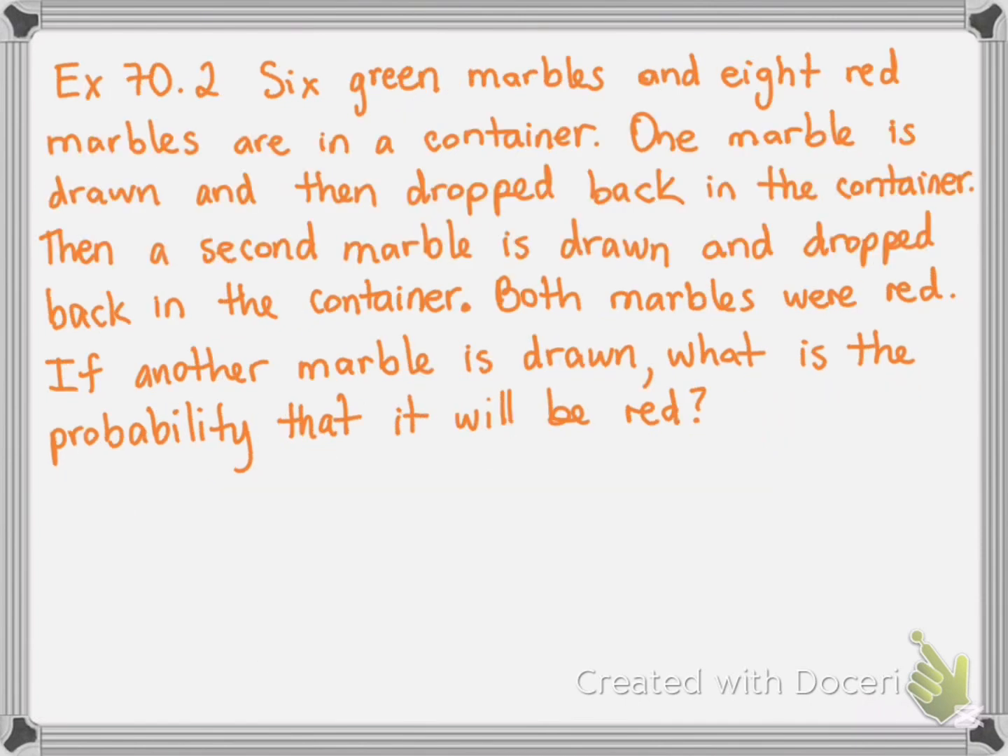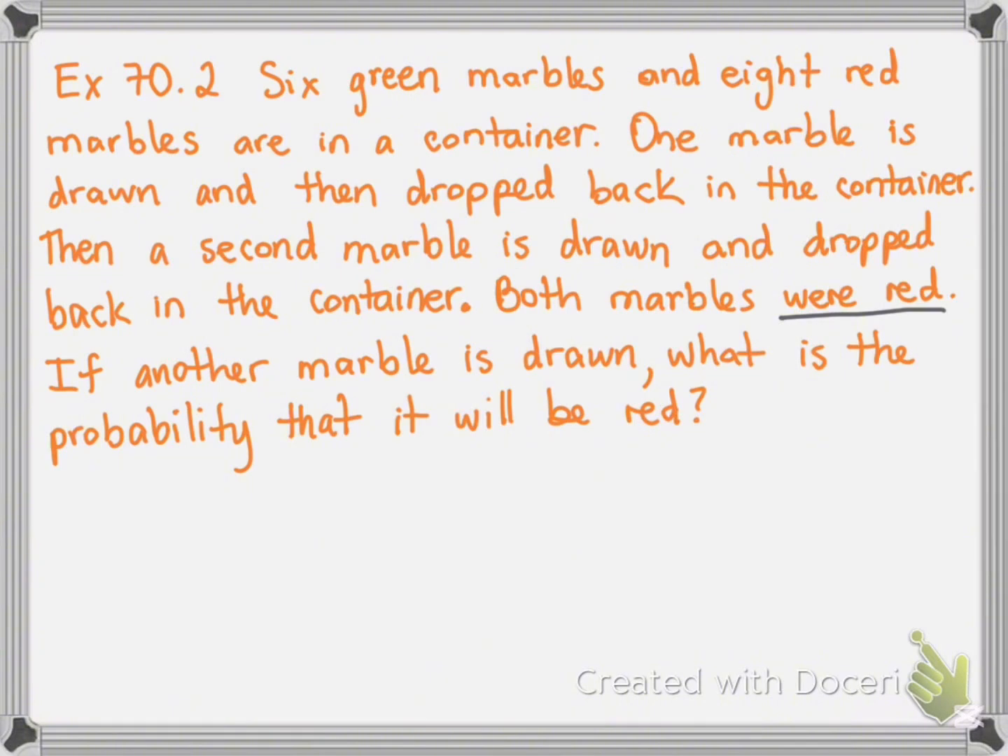Let's look at the next example. It says 6 green marbles and 8 red marbles are in a container. 1 marble is drawn, so you get it out of the container and then drop it back in. Then a second marble is drawn and dropped back in. Both marbles were red. Again, that's not going to affect at all the next marble that we get out, because we're just looking at it. We see it's red, we put it back in. We look at it, we put it back in. So the next marble that we draw is not going to be affected at all by what we got in the past. Let's continue reading.